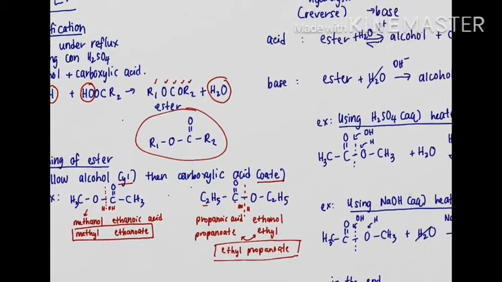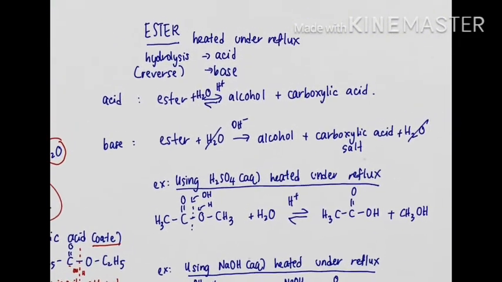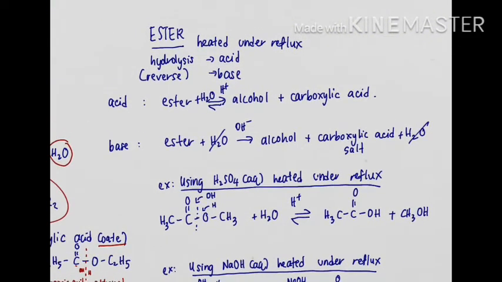Now we will go on with the reaction of this ester. Earlier we have learned that ester is made from carboxylic acid. When you heat under reflux in the presence of concentrated sulfuric acid, you are going to form the ester. So we need to know that ester is made of carboxylic acid and alcohol.